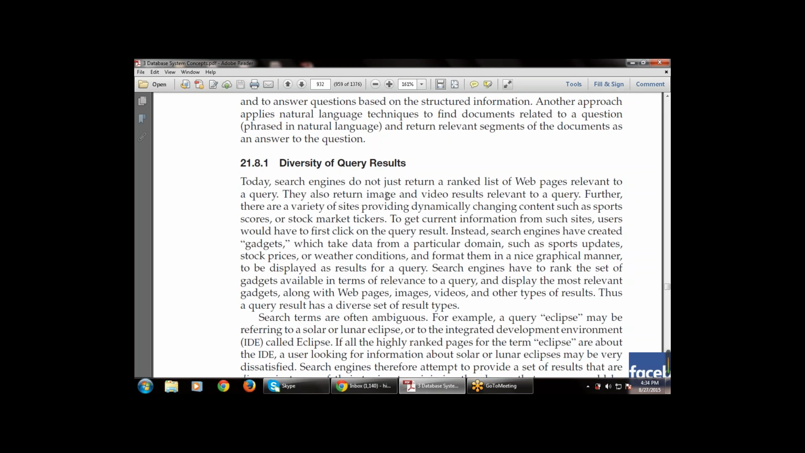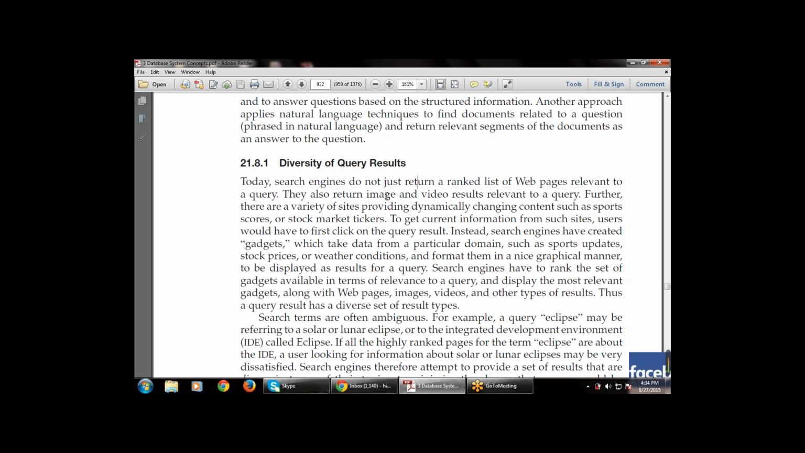That is also one of the main concerns in the diversity of query results. Search engines have to rank the set of available gadgets in terms of relevance to a query and display the most relevant gadgets along with the web pages, images, videos, and other types of results. Therefore, a query result has a diverse set of result types.